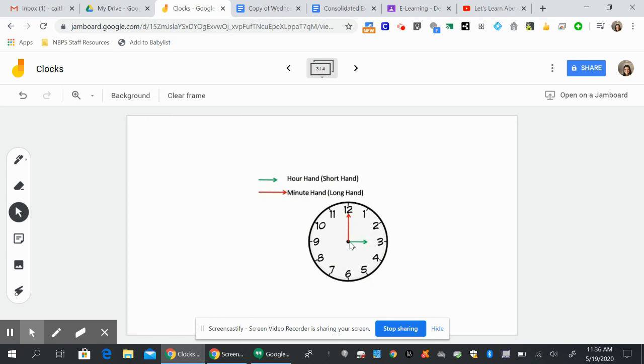The long hand tells us the minute that it's on. The short hand tells us the hour. So if this is pointing at the 3, the 12 is the beginning of a new hour. So this clock would say that it is 3 o'clock. You can also write it like this: 3 o'clock. Whenever it's on the 12, it's o'clock. And the hour hand points to the 3.